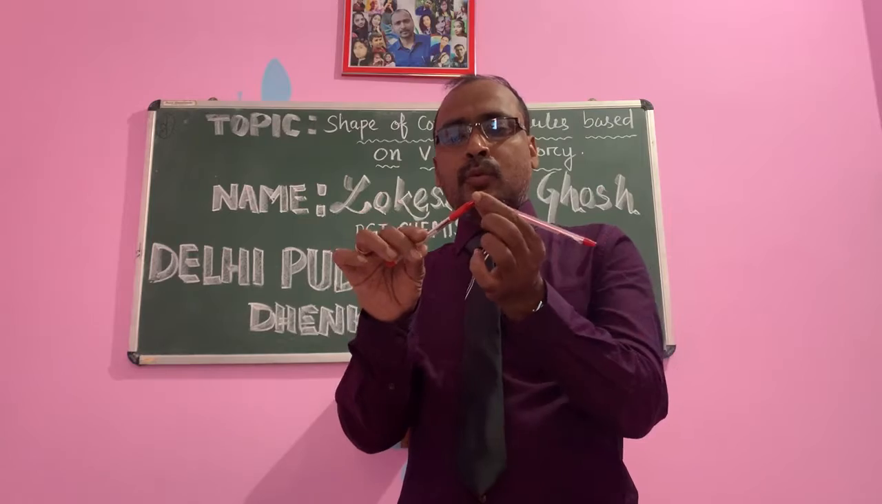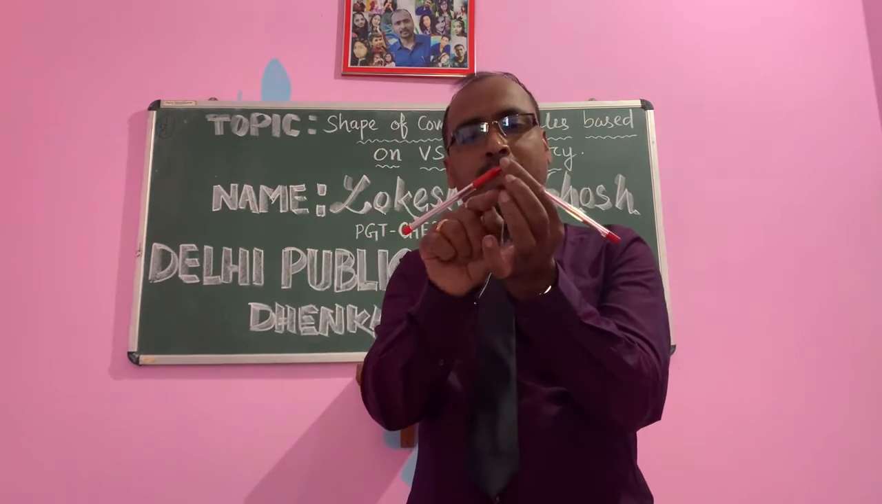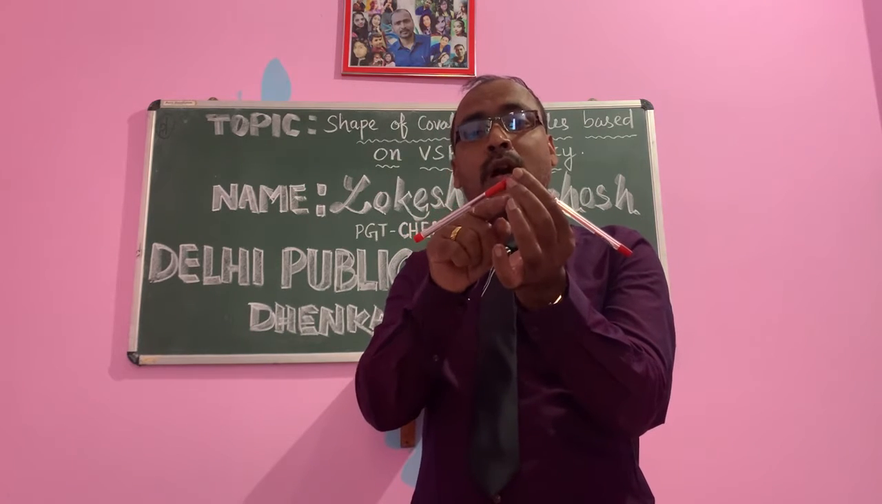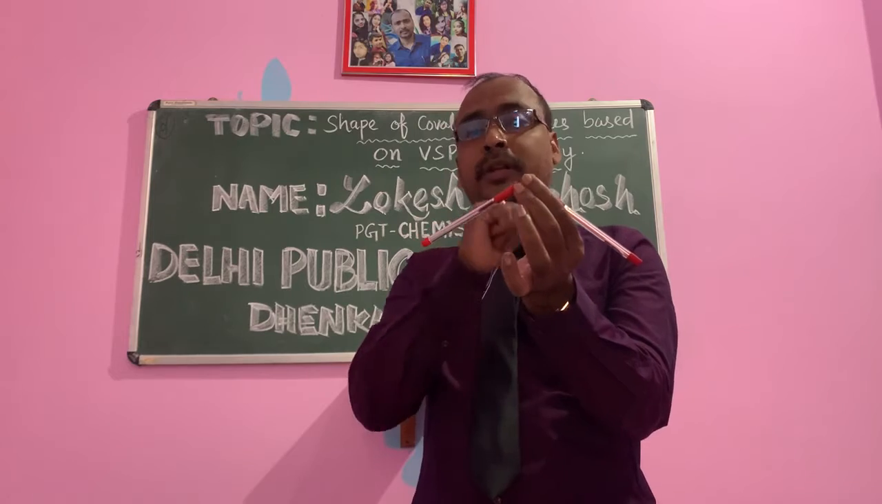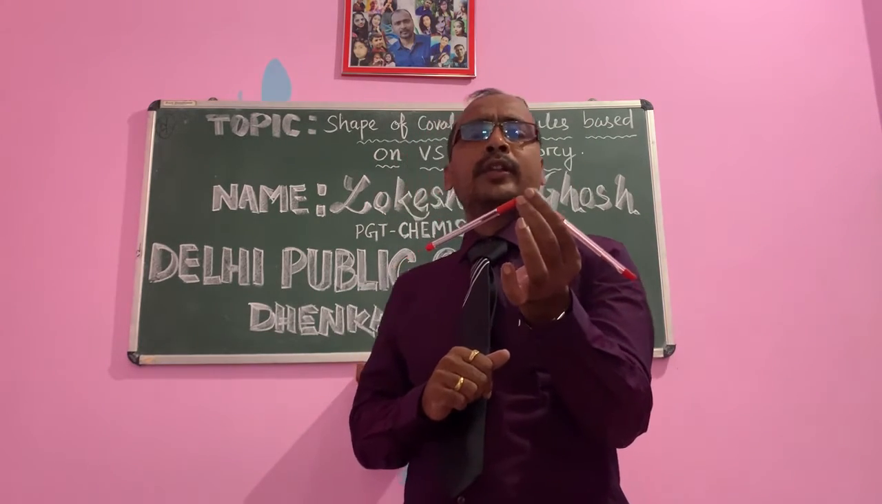If there is the presence of two lone pairs, then the shape will be more distorted, meaning the angle will decrease more. Previously it was 119 degrees. Now it is 104.5 degrees. That is 104.5 degrees.